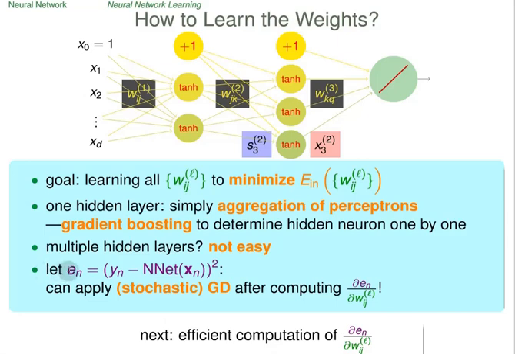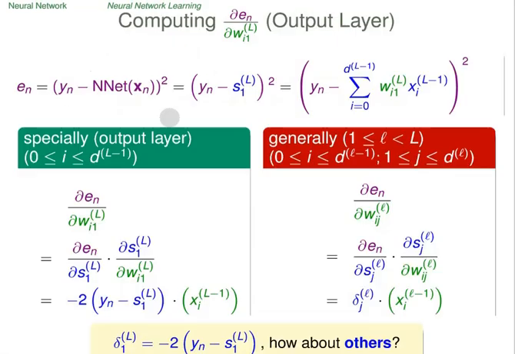Let's consider this squared error function, which measures the difference between y and the output of the neural network, raised to the power of 2. Our next step will be computing the partial of in-sample error with respect to the weights of our neural network. If we want to apply gradient descent to our neural network, we will need to adjust all of the weights in the network in the direction of the negative of the gradient, given input examples.